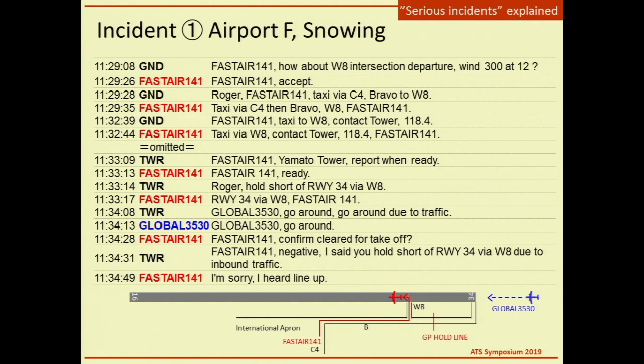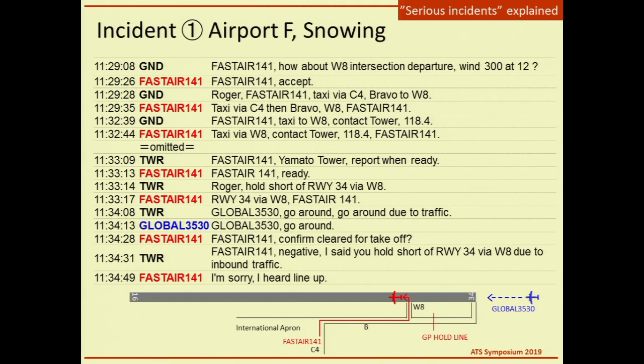First air 141, Yamato Tower, report when ready. First air 141, ready. Roger, hold short of runway 34 via Whiskey 8. Runway 34 via Whiskey 8, first air 141. Global 3530, go around due to traffic. Global 3530, go around.